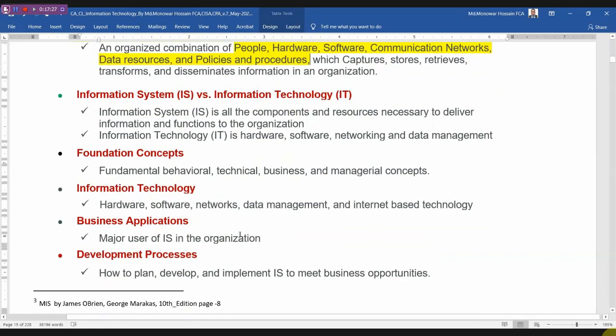And what is the difference between information system and information technology? Information system, IS, is all the components and resources necessary to deliver information and function to the organization. And information technology is hardware, software, network, and data management, a combination of hardware, software, network, and data communication. So information systems depend on technology, and technology also depends on the system.